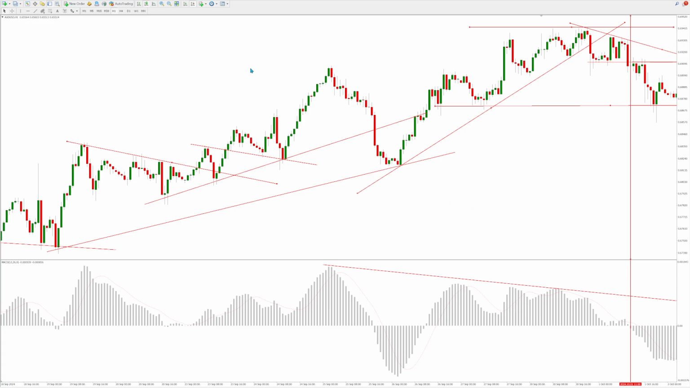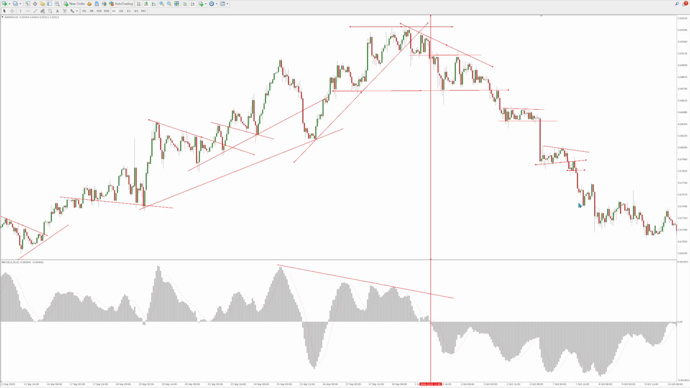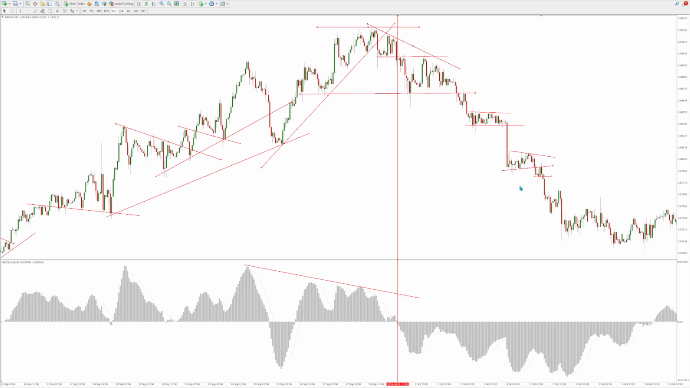Nonetheless, ample opportunities to enter trends. You can see an uptrend followed by a downtrend, hundreds of pips to be made in the course of a month with 1 hour chart currency trading.